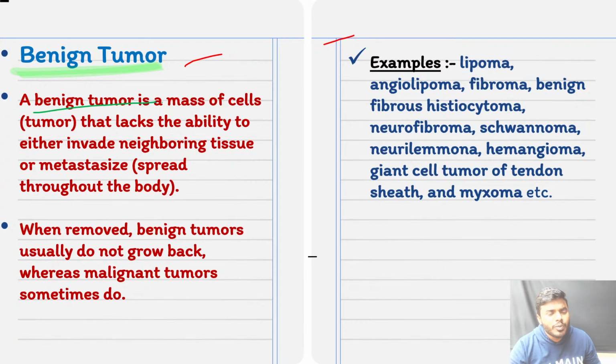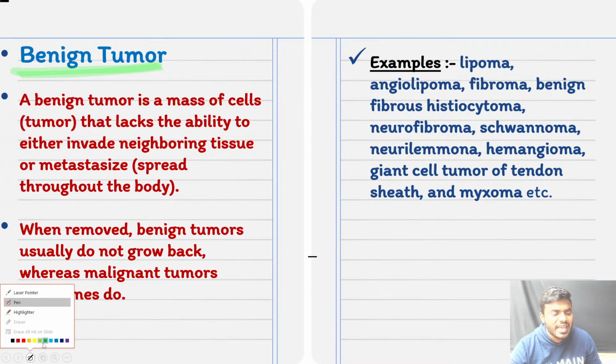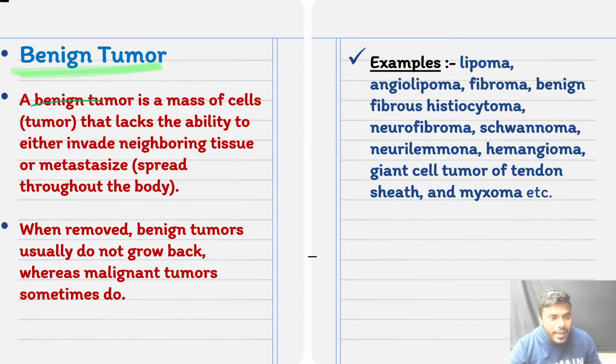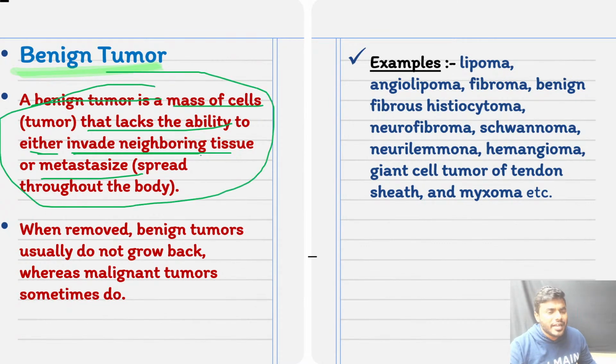A benign tumor is a mass of cells. Every student, look into the definition, friends. I am telling you, the PPT will be 100% sufficient, so I am requesting all of you to pay utmost attention to every single line in the PPT. A benign tumor is a mass of cells that lacks the ability to either invade the neighboring tissues or metastasize, which means they never enter into the neighboring tissue, and they never grow or develop any colonies in the other tissues.